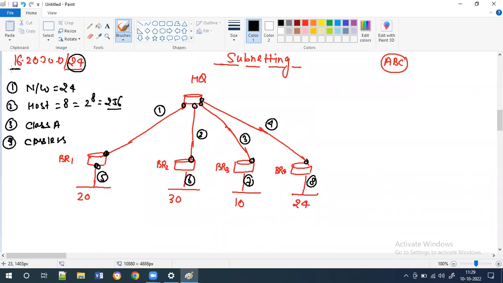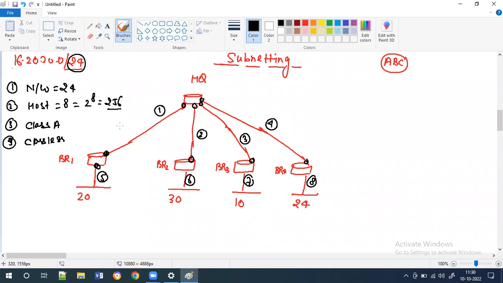What is the class? Class of the IP address is A. And for class A, the default mask is /8. What do we have here? /24. So the IP address is not with the default mask. It's a classless IP address. So we have this information, right?